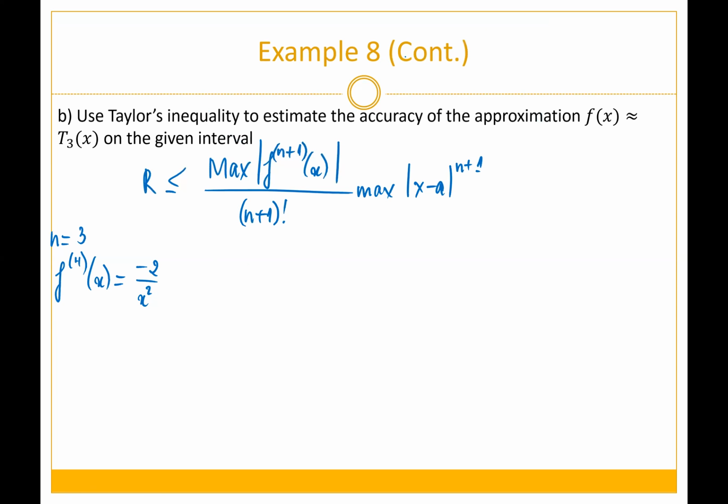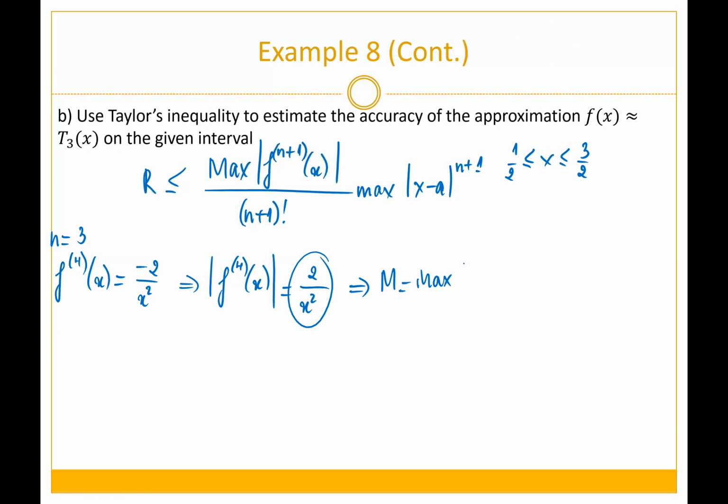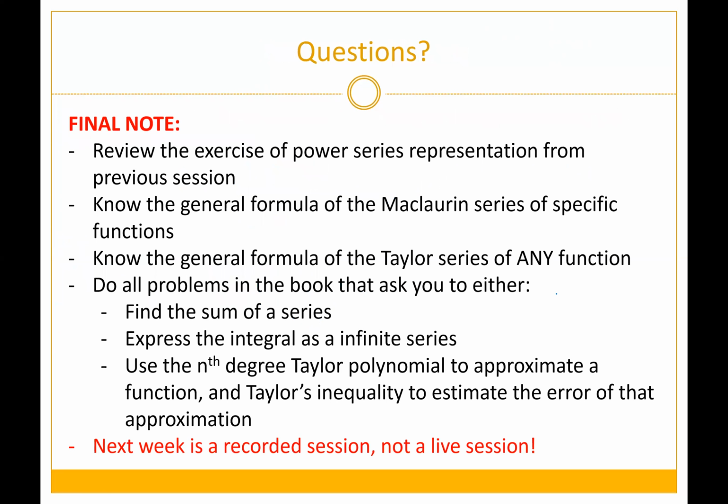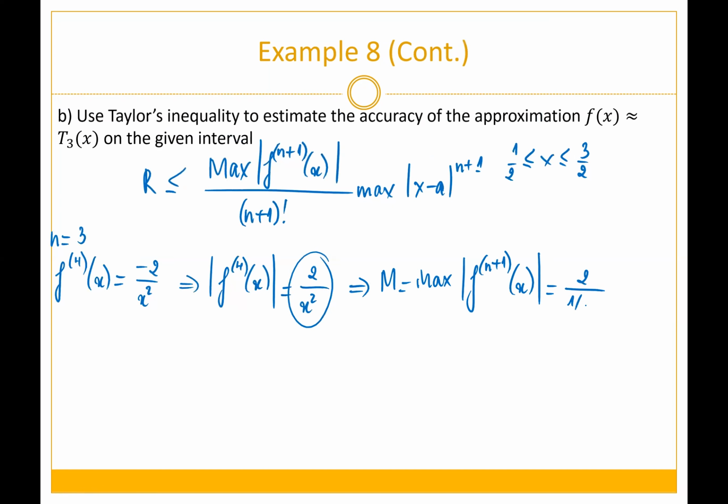Right. And so the maximum, the absolute value of this, is going to be 2 over x squared. And if you want to find the maximum of this, it should be easy now because your x is constrained between half and 3/2. So if you want the maximum of this, it is where your denominator is the minimum. And so the denominator is minimum when you have x equal to half. So this M, the maximum of the nth derivative at x, is equal to 2 over half squared, which is going to give us 8.